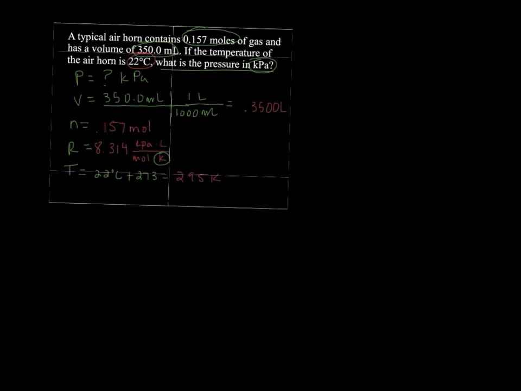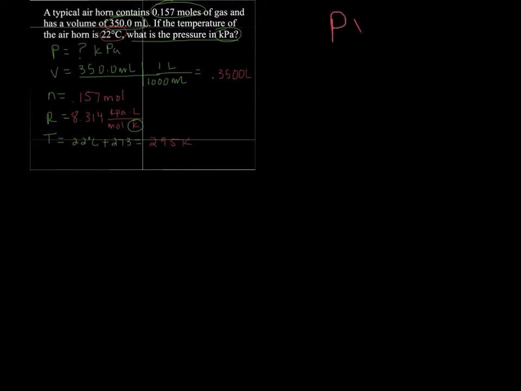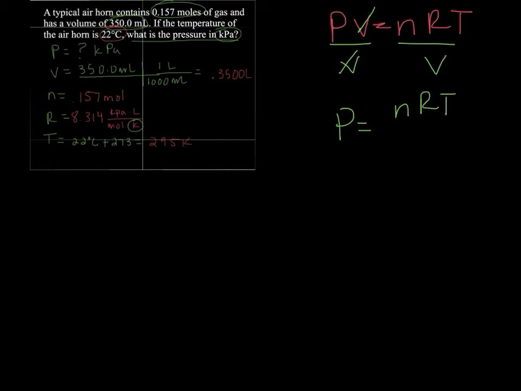At this point, it's just a matter of plugging my variables in and solving for my pressure. So my equation, PV equals nRT. Now, I like to solve for my variable before I ever plug in, so I'm going to solve for pressure here. If I divide both sides by V, I cancel out my volumes, and I get pressure is equal to nRT divided by V. Now all I have to do is plug in and then calculate.